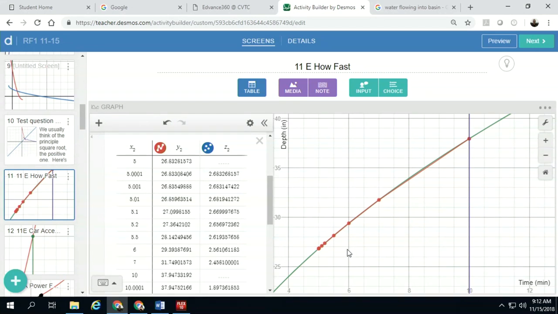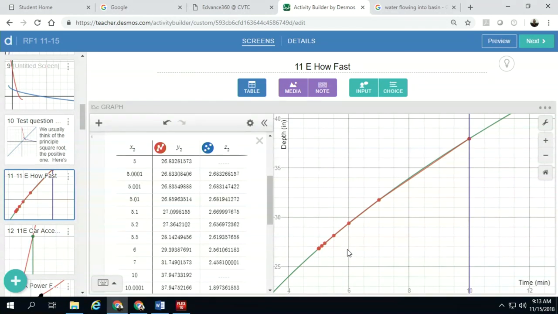Anybody not know what they're doing? So 5 to 6, did you guys get 2.56? Yes. 5 to 5.5, did you guys get 2.62? 5 to 5.2, did you guys get 2.65? Now, if you notice, does it make sense that the slope is getting steeper the closer this point gets to 5? Right? Because you're getting closer and closer to the steep part of the graph.